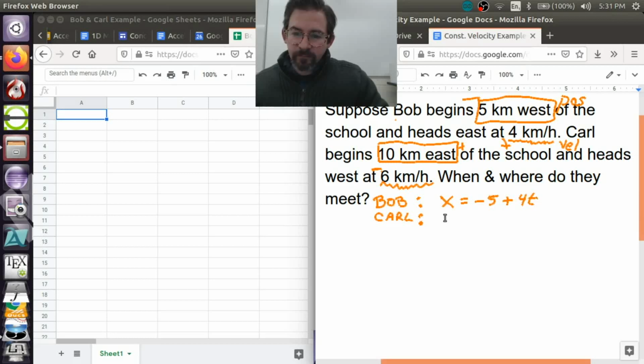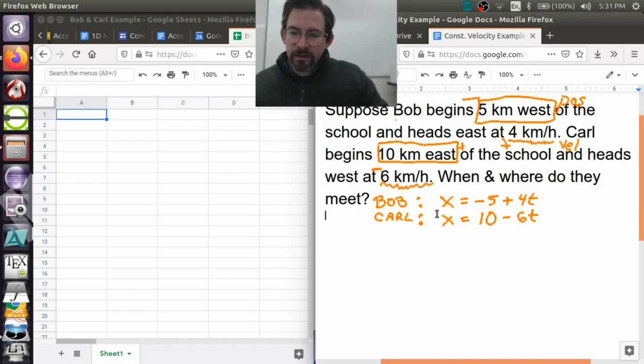t. Now for Carl, I also have an equation for position. Where does he begin? He begins at 10, and then we're going to be subtracting some amount. If I measure my time in hours, remember t here represents hours, then his position decreases 6 for every hour that goes by.